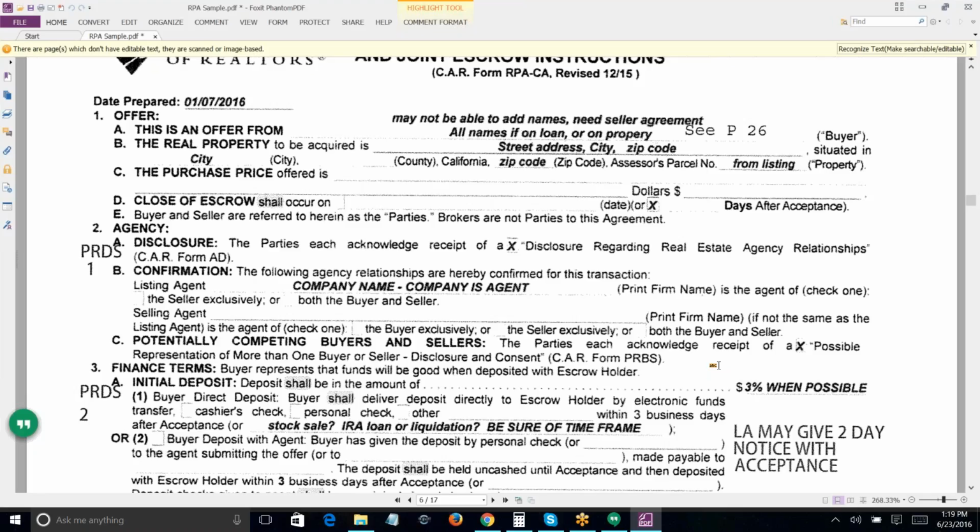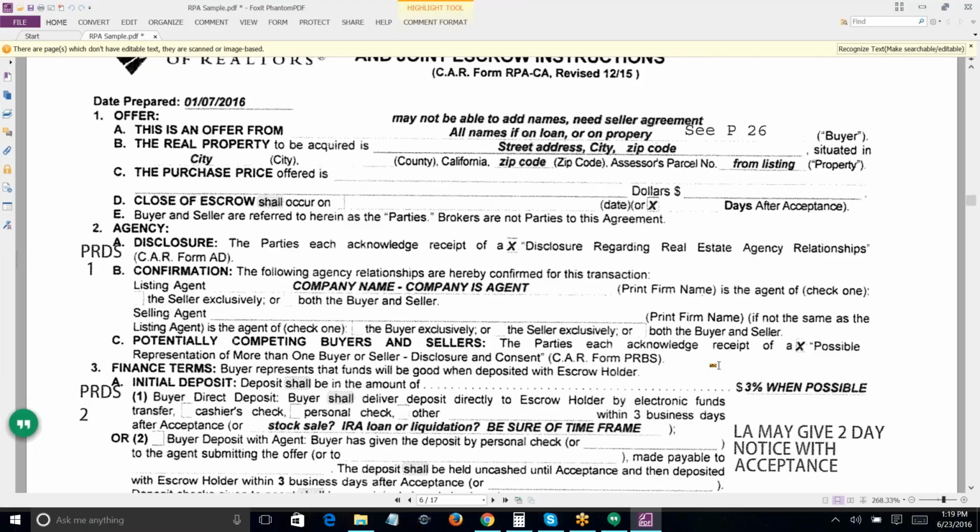So let's look at finance terms, initial deposit. And again, there's a whole bunch of shalls that were highlighted. I don't know. 3% when possible is what it says for the deposit. In the current market we're in, it's generally assumed that you're going to try to have a 3% initial deposit. That's because liquidated damages says that if the buyer breaches the contract, the seller can keep 3%.